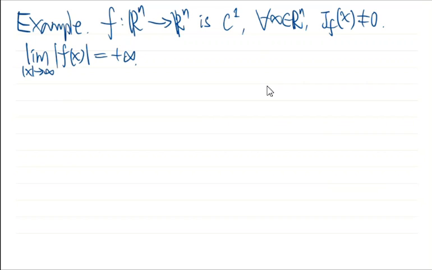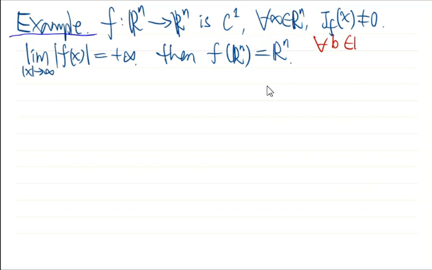Then f is surjective. The image of f is equal to Rn. So this problem is very important, because this means for any b in Rn, there exists x such that f(x) equals b. That is to say, f(x) equals b, this equation, has a solution, is solvable. Therefore, as I emphasized previously, solving equations is a central topic in mathematics. So this kind of problem is very interesting.